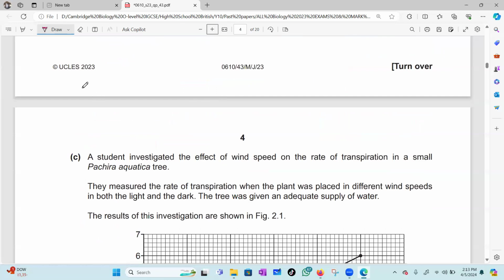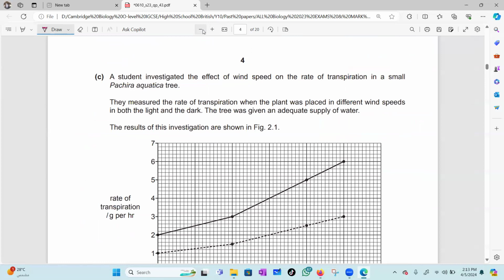Okay, this part is important. A graph. Graphs are very important. There's a graph in paper 6 and paper 4. You like graphs, you don't like graphs, you have to be good at graphs because there are at least 3 to 4 questions per graph. A student investigated the effect of wind speed, so this is my independent variable, on the rate of transpiration, which is my dependent variable, in a small tree.